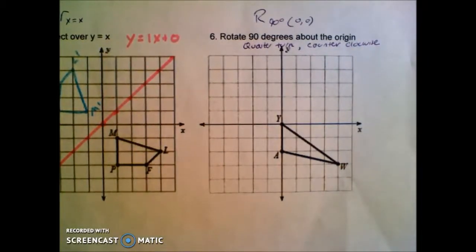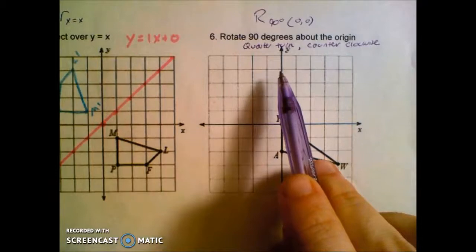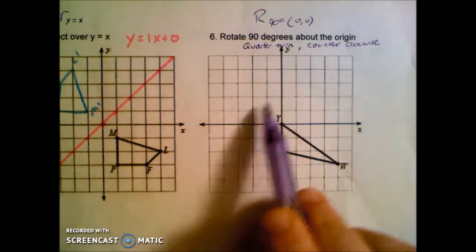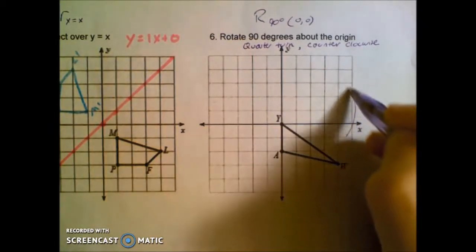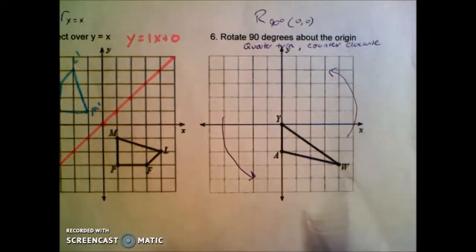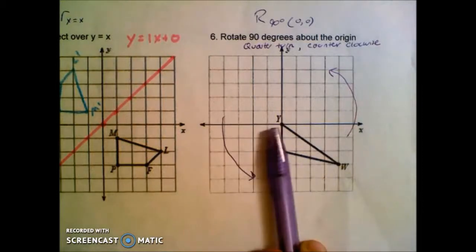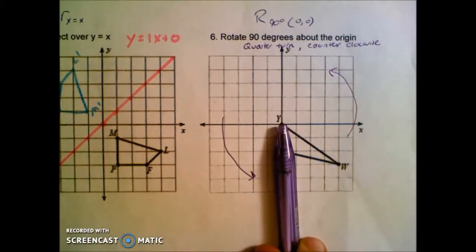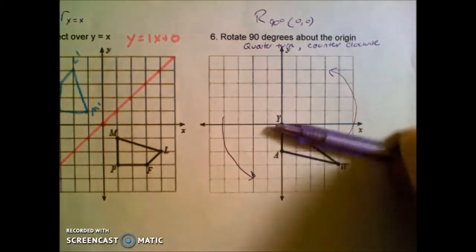Okay? Now, what does that mean? Well, clockwise, the way a clock moves is this way. So counterclockwise will be in the opposite direction, or this way. Okay? And 1/4 turn means that if I start this shape here, this triangle, when I rotate it, it should end up right about here.